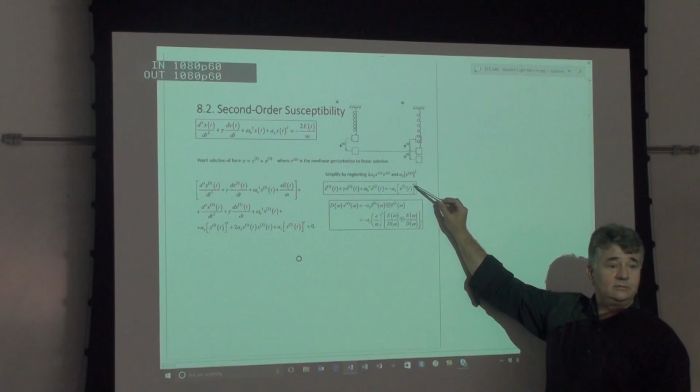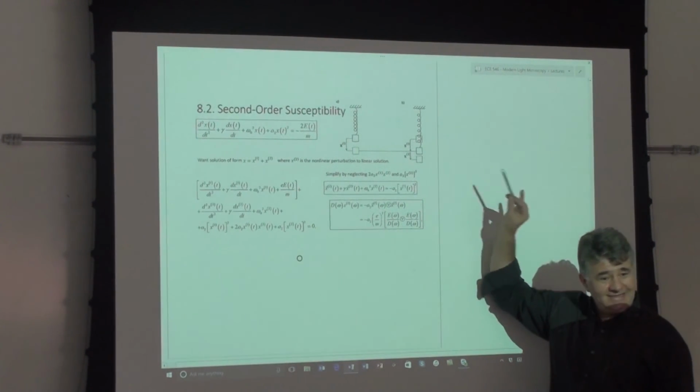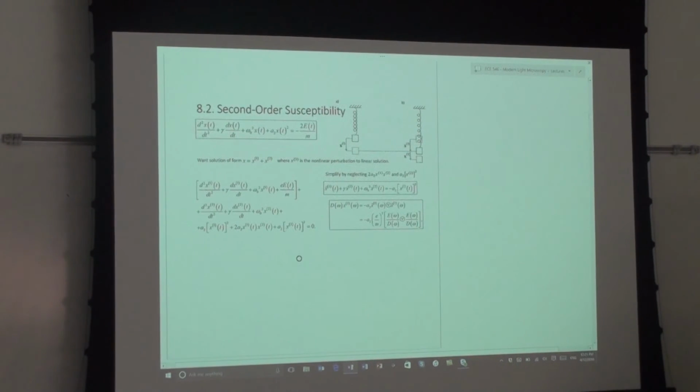Do you remember that? We're not leaving until you nod your heads that you remember the Born approximation, that we did the exact same thing. Do I need to write it down?